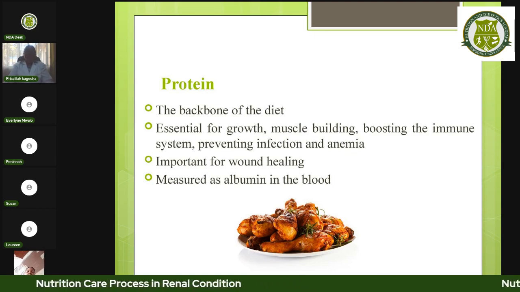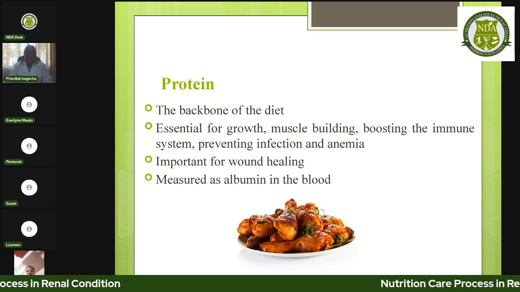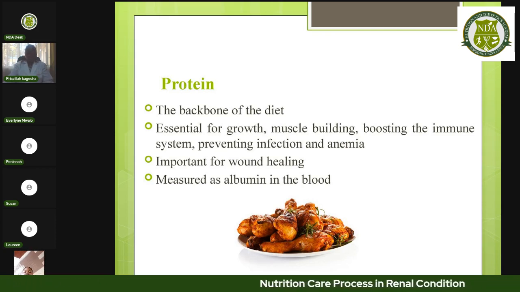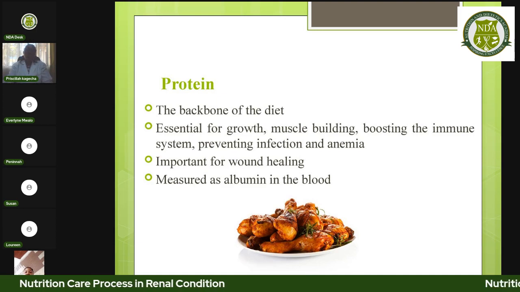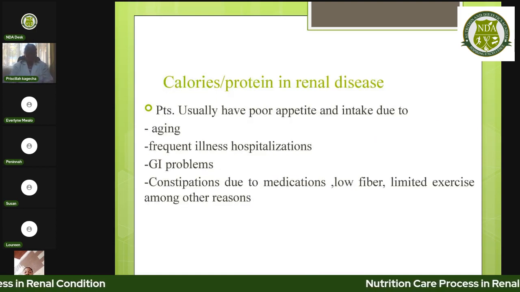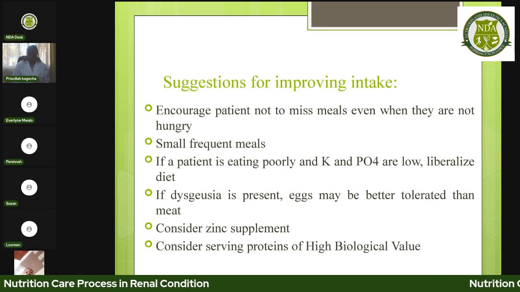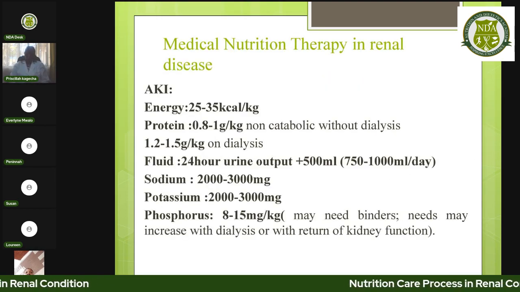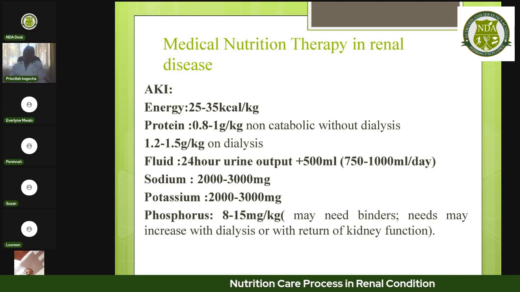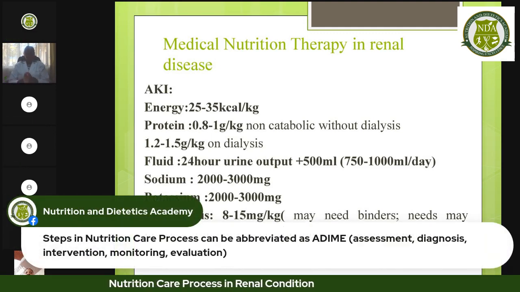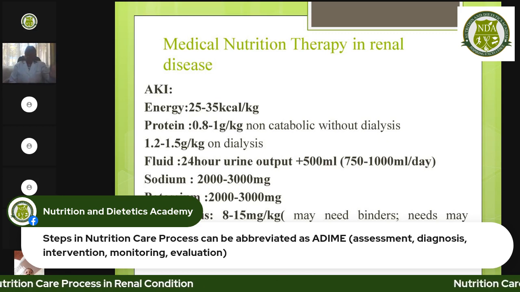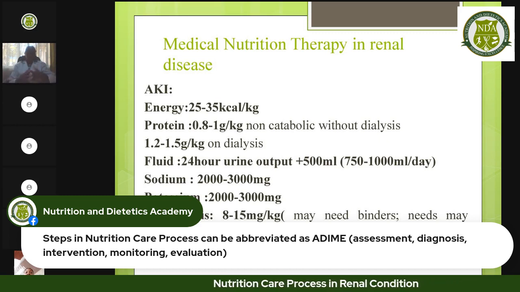You may also want to consider giving them zinc supplements, and also you may want to consider serving proteins of high biological value. So let's look at the medical nutrition therapy in several cases, like when the patient is not on dialysis yet, when the patient is on dialysis, when the patient is preparing for transplant, because it is through this medical nutrition therapy that we can intervene in the management of these patients.